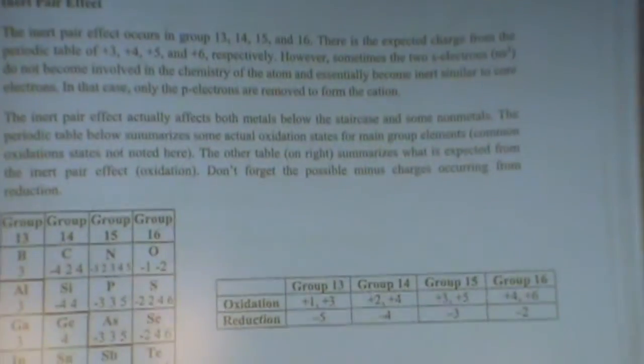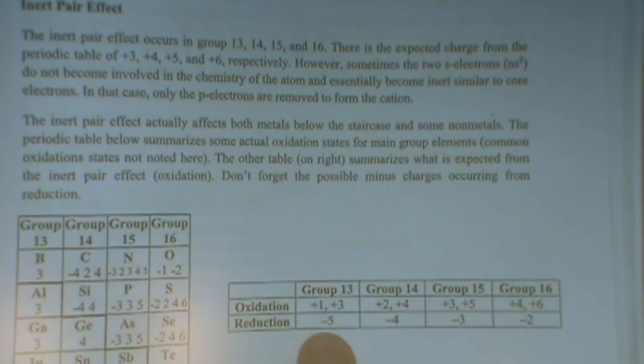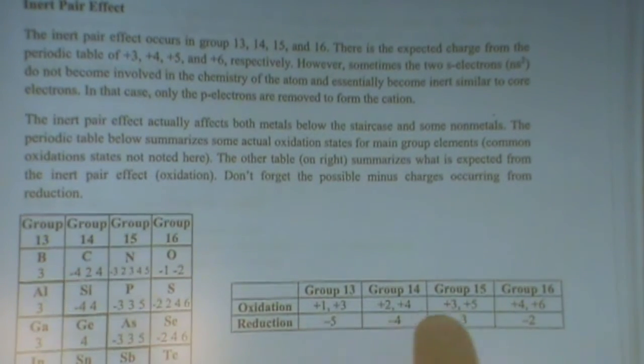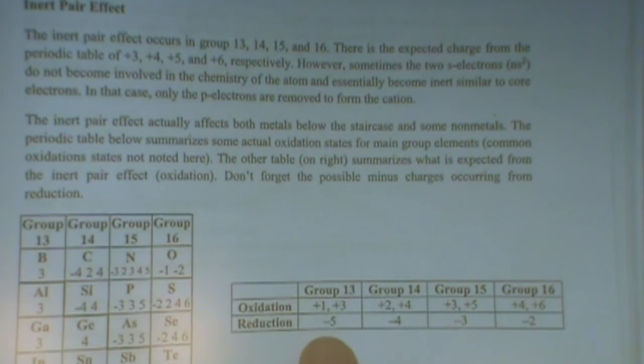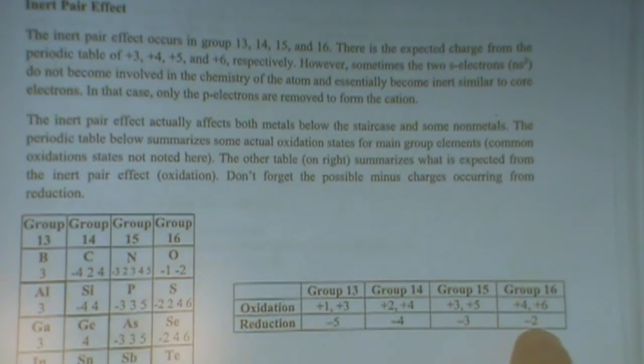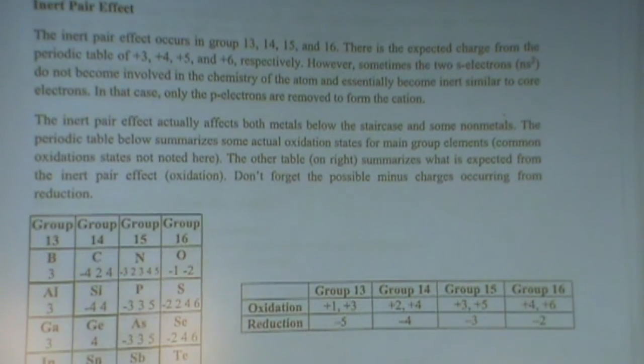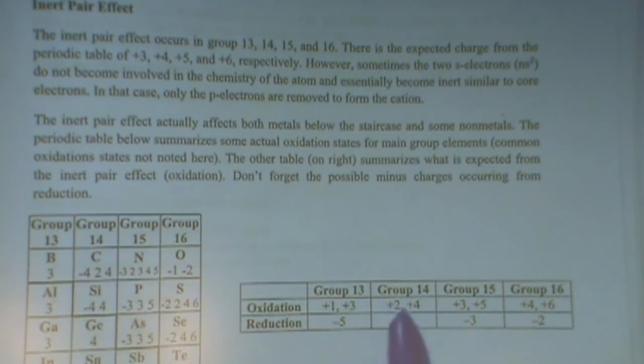Now, what you see in the reader here is that the top side is if it's a metal. If it's a metal, you'd get those charges. If it's a non-metal, you'd get the ones on the bottom. And if it's a semi-metal, you'd get both. So these are just predictors. That doesn't mean what it actually is, but these help you predict it. The first numbers in the top row, the 1, 2, 3, and 4, are the numbers from the inert pair effect. Okay? So I just want you to predict it.